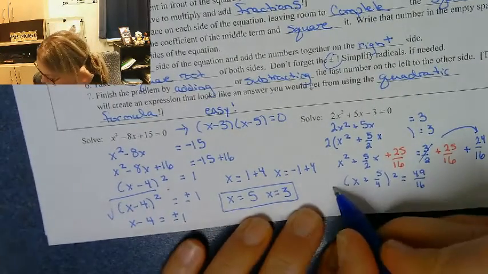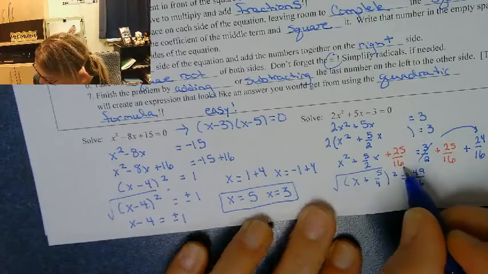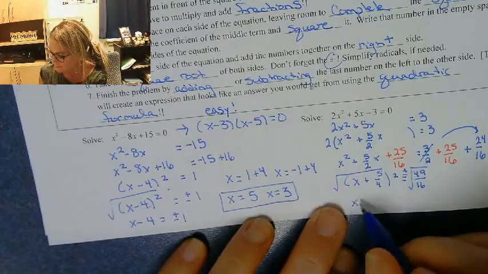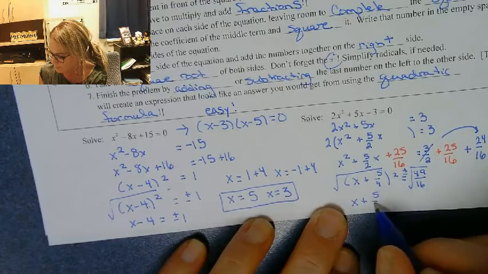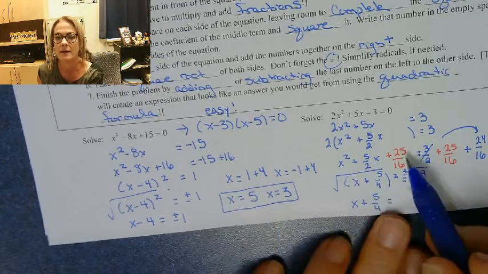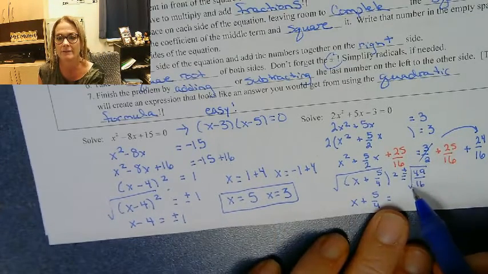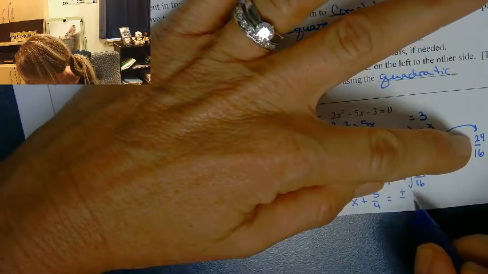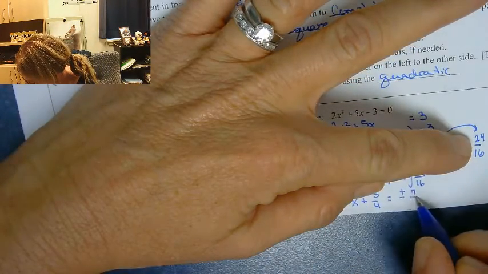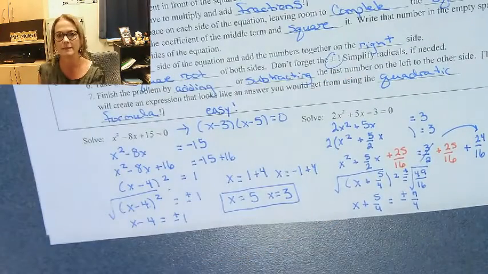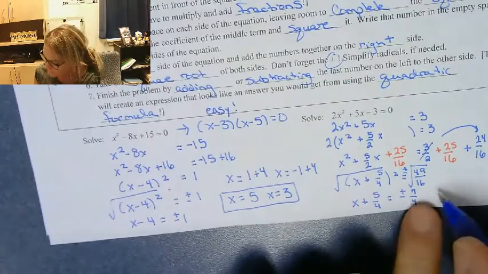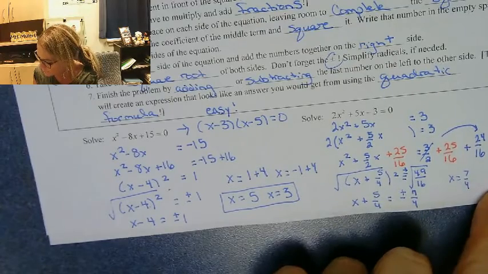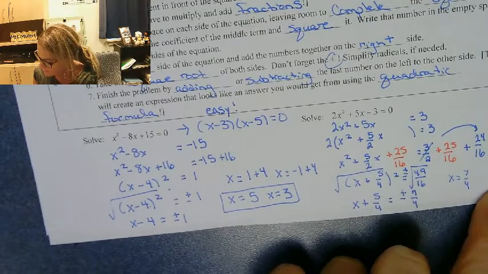Okay, so let's square root both sides. And don't forget the plus or minus. Square root both sides. So this is x plus 5 over 4 equals the square root of 49 is 7, and the square root of 16 is 4. So this is plus or minus 7 over 4. And then we're going to split our answers. So one answer will be the 7/4, and one answer will be the -7/4.